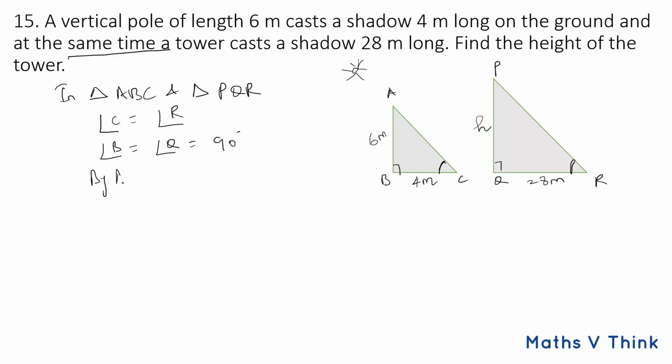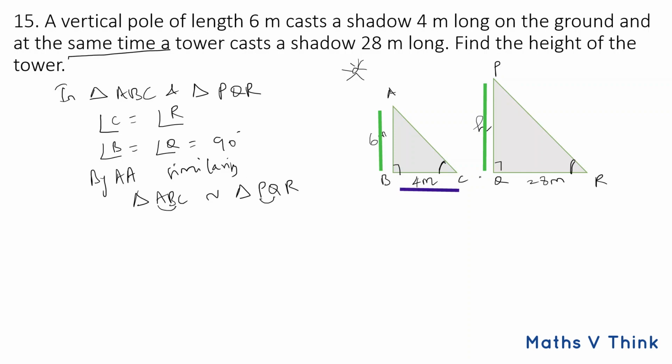So by AA similarity, I can tell triangle ABC is similar to triangle PQR. Now I have shown that these two triangles are similar. Now I can tell that their corresponding sides will be proportional. Nothing but AB by PQ is equal to BC by QR.